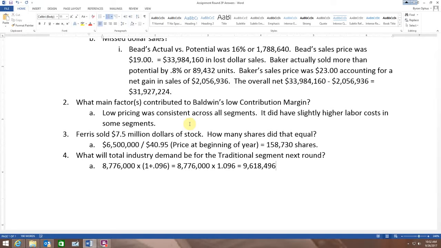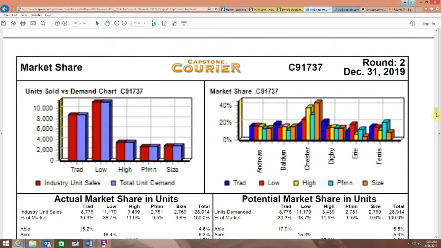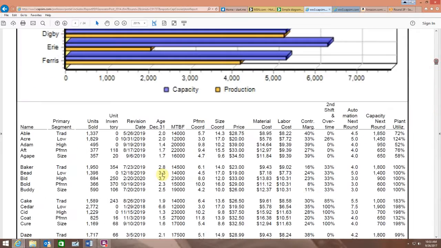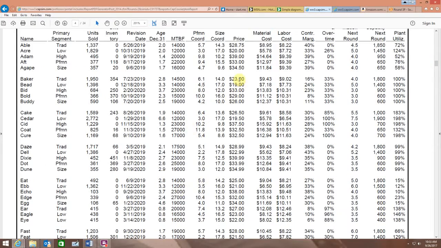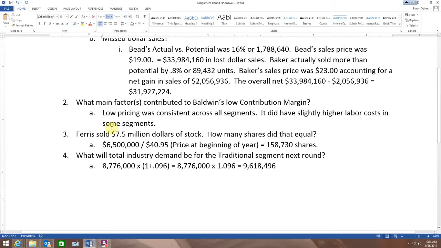Lower variable costs are going to increase contribution margin. That's really it. In this case, for Baldwin, if we take a look at this report, if you look along here at the pricing, you'll see that pretty consistently, right down the line, Baldwin's prices were a lot less. So Baldwin was taking an approach of lower pricing, hoping to sell some more. It might have benefited from some sales as a result, but that was the main thing.